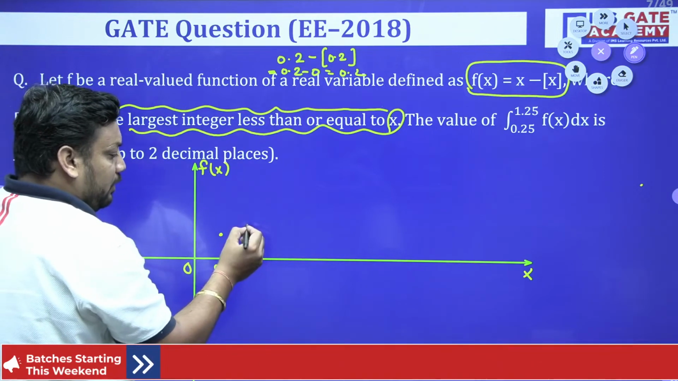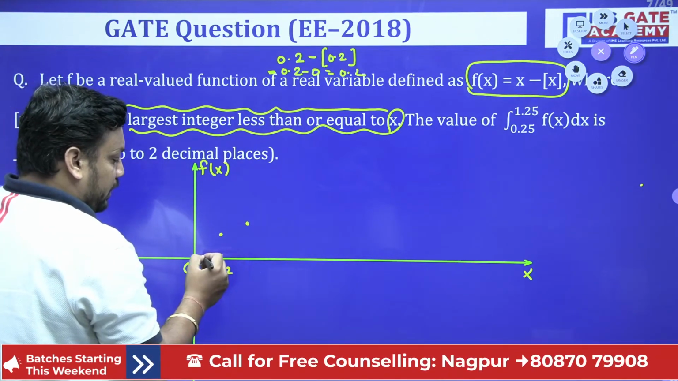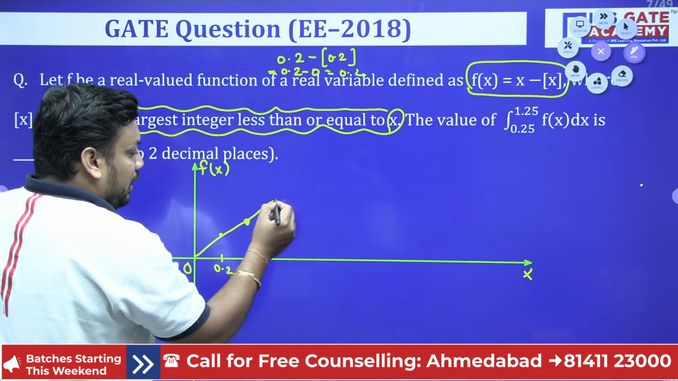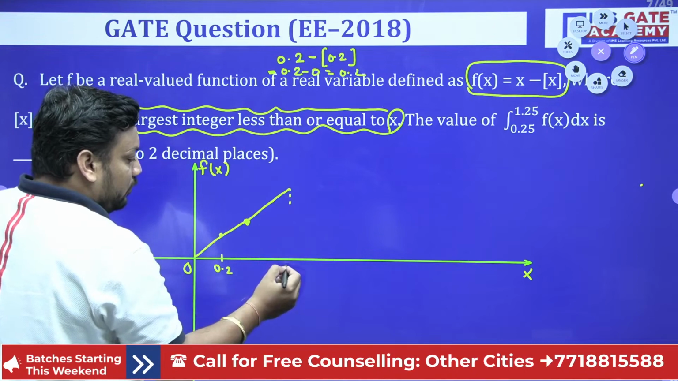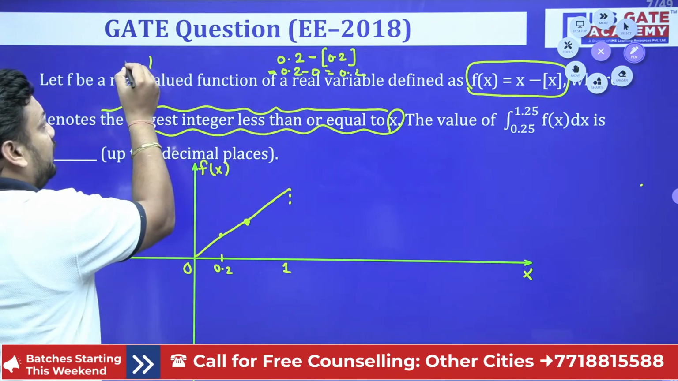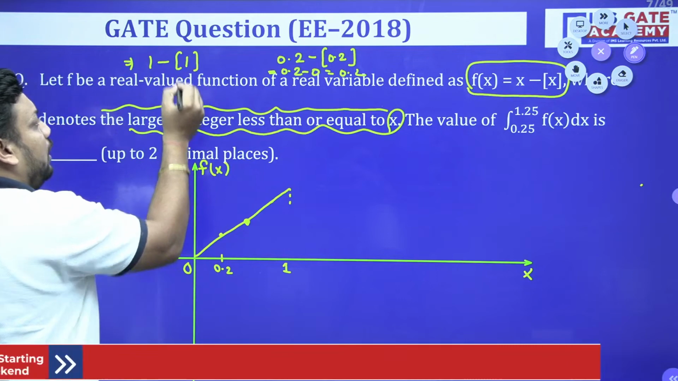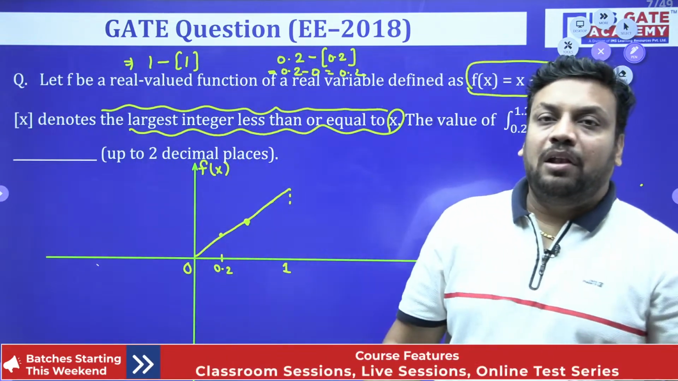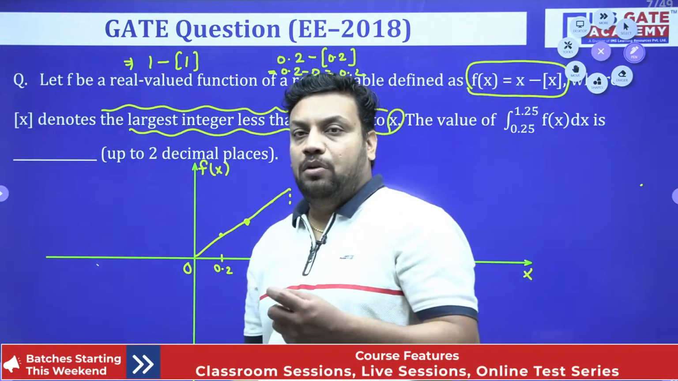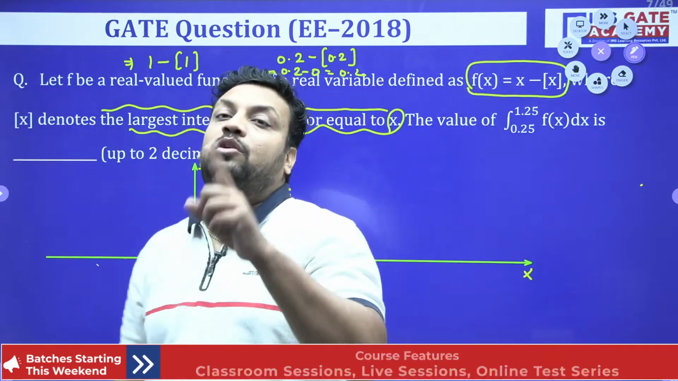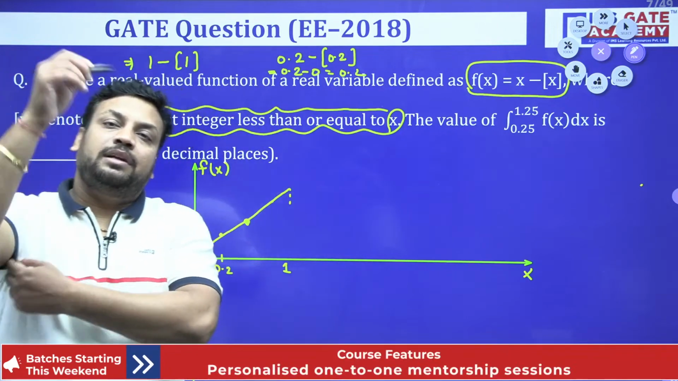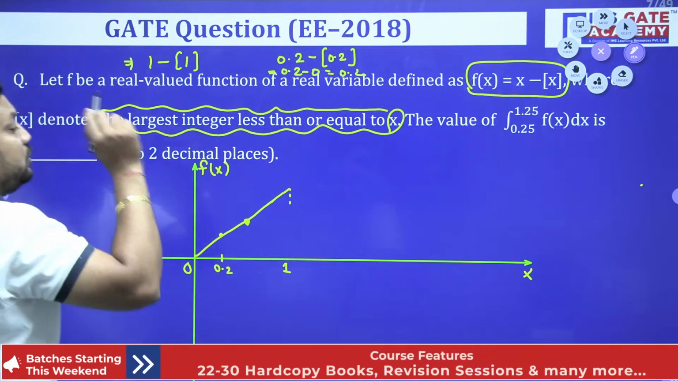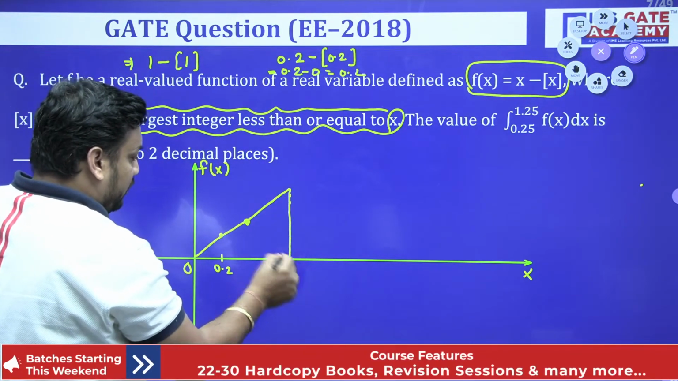Similarly at 0.5 it will become 0.5, at 0.9 it will become 0.9. So we'll have a linear type of nature. And as soon as the value becomes exactly 1, the equation will look like 1 minus bracket of x, where bracket of x is the largest integer less than or equal to 1. Very good Suraj beta, very good Purushottam. So 1 minus 1 is nothing but 0. It means we will have a 0 value again at 1.